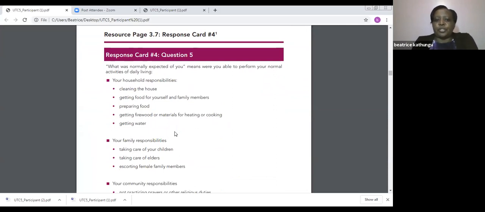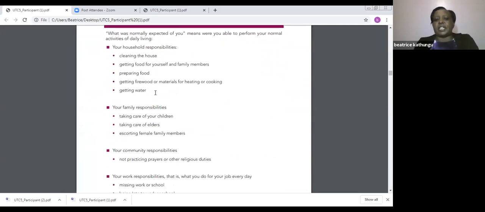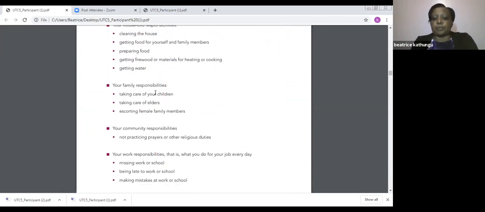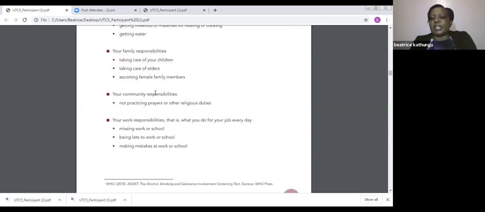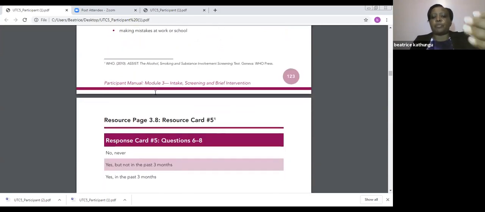So when you take them through this card, you give them examples. A good example of these normal activities includes failing to do household responsibilities, failing in your family responsibilities, community responsibilities, work-related responsibilities. So you walk them through that card and they get into the perspective.